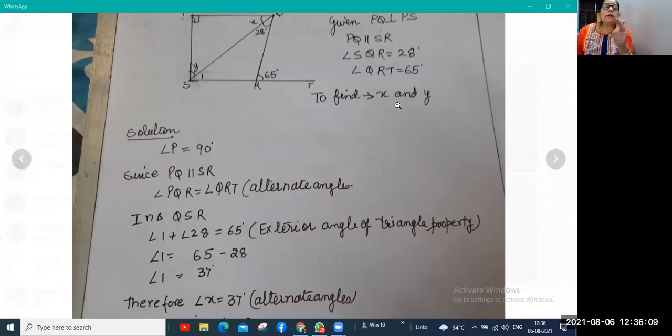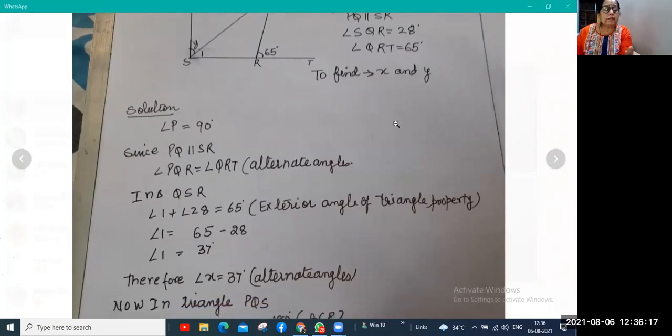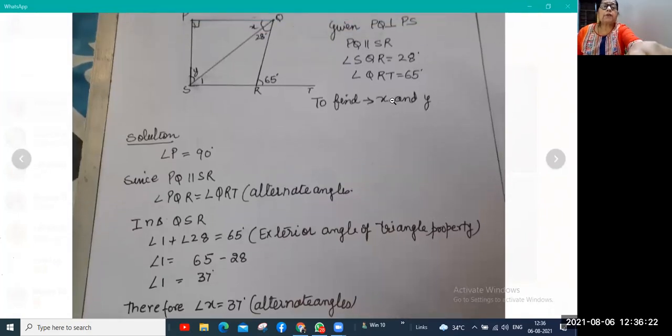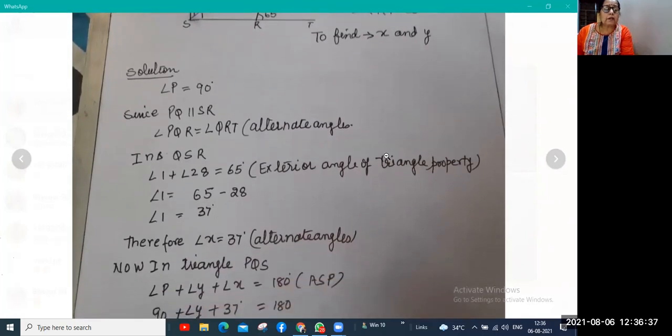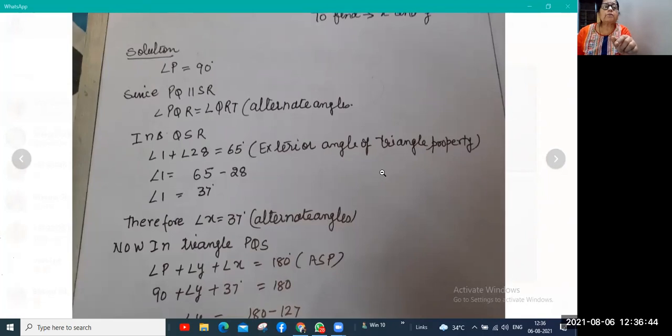And angle 1 and angle X are equal. Why are they equal? Because they are alternate angles. So angle X will also be 35 degrees. In triangle PQS, the triangle is made by three angles. One is P, another is X, and another is given here as Y. Then the sum of these three angles should be 180 degrees. So angle P plus angle Y plus angle X will be equal to 180 degrees by the angle sum property.